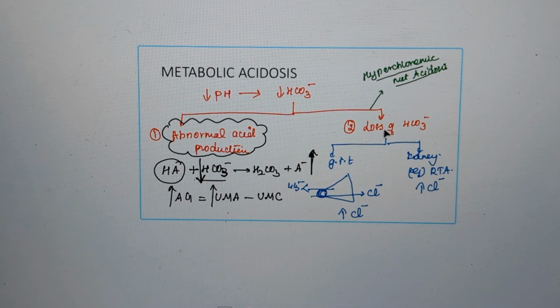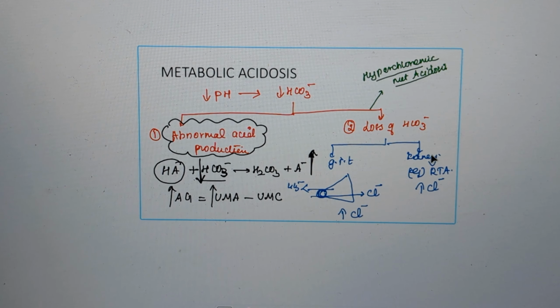Next, loss of bicarbonate. This can occur through gastrointestinal loss or renal loss. Gastrointestinal loss. The intestinal mucosa secretes bicarbonate via bicarbonate chloride antiporter. When bicarbonate is lost, chloride is retained, leading to hyperchloremic metabolic acidosis.